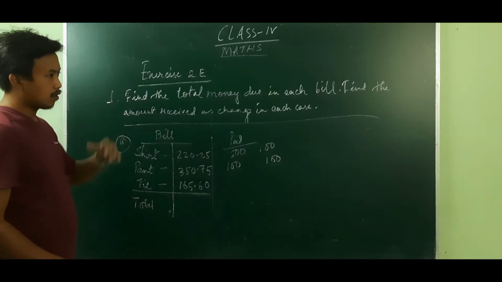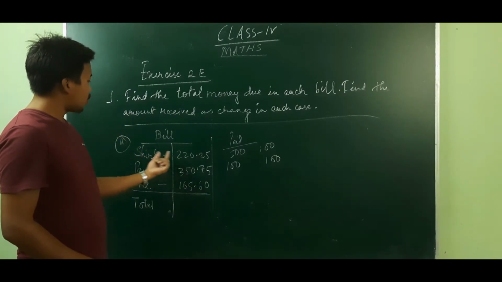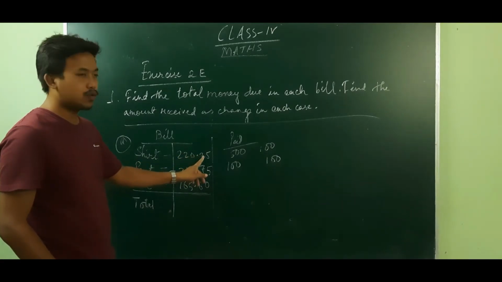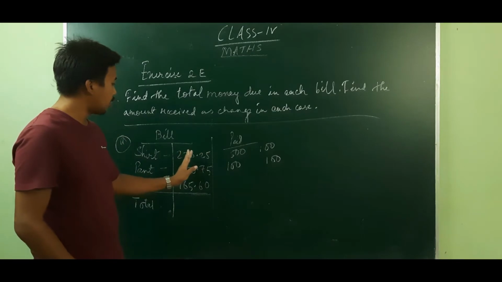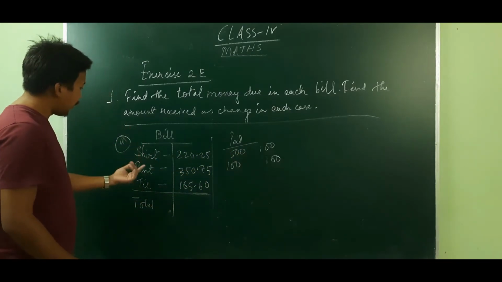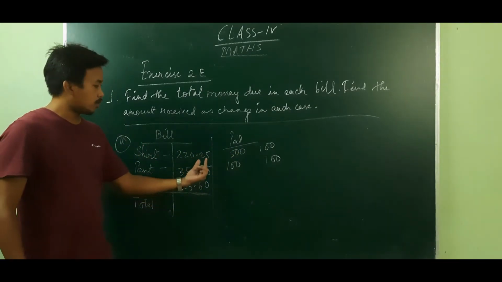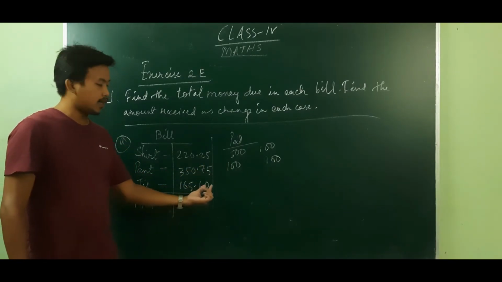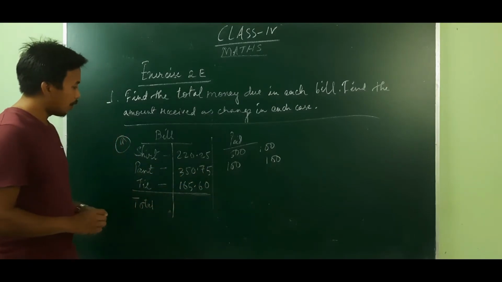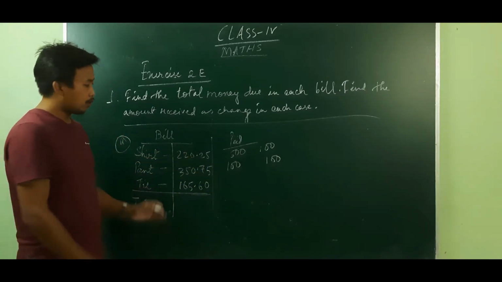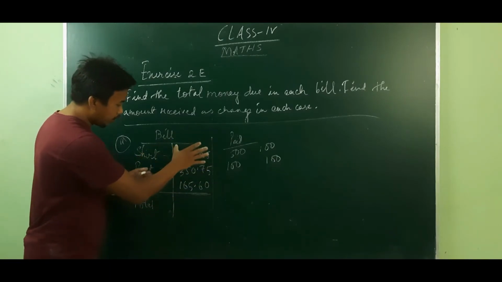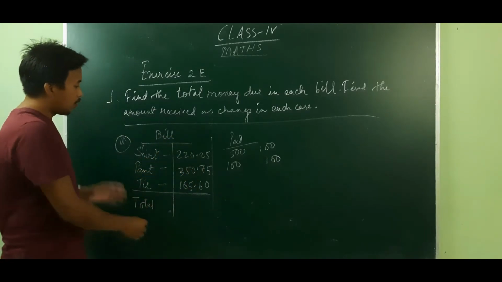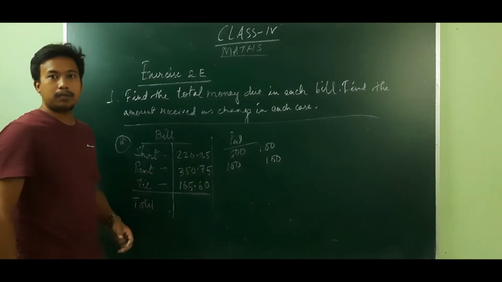Now when you went to the store, the cost of one shirt was 220.25 rupees, rupees 220 and 25 paise. Pant costs 350 rupees 75 paise. Tie costs 165 rupees and 60 paise. Now first of all, you bought it. When you bought it, all these amounts will be added. First of all, just add it all.